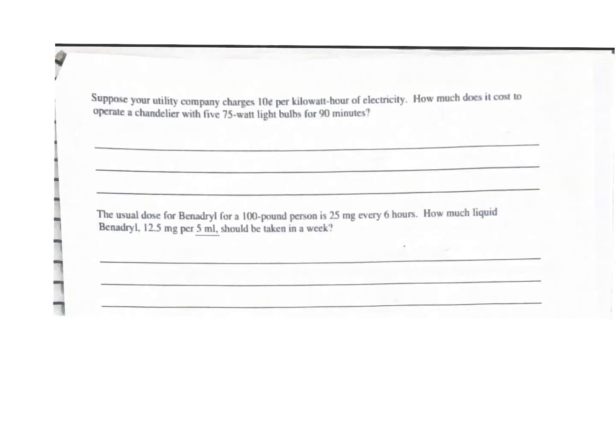So Jay, the first problem for this one is the company charging you 10 cents per kilowatt hour of electricity. And we want you to calculate how much it would cost, so that's dollars or cents, to operate a chandelier that has 5 75-watt light bulbs for 90 minutes. So I would start with my rate, my 10 cents per kilowatt hour.